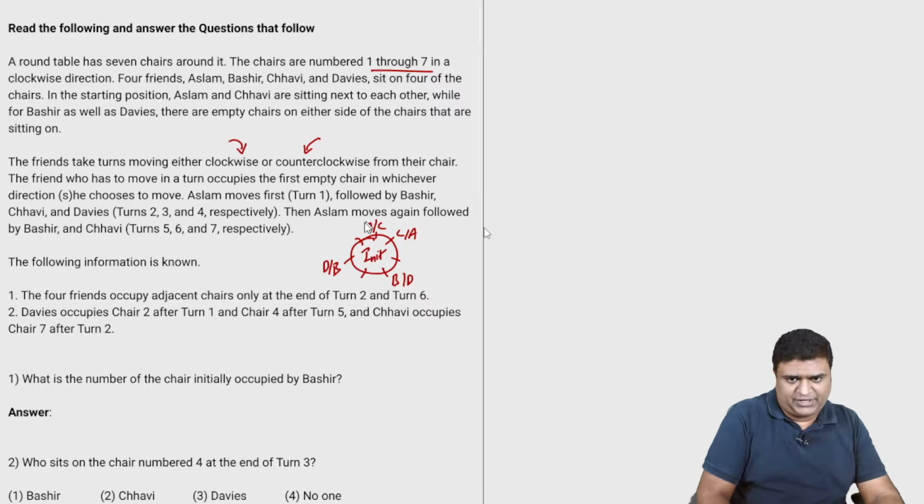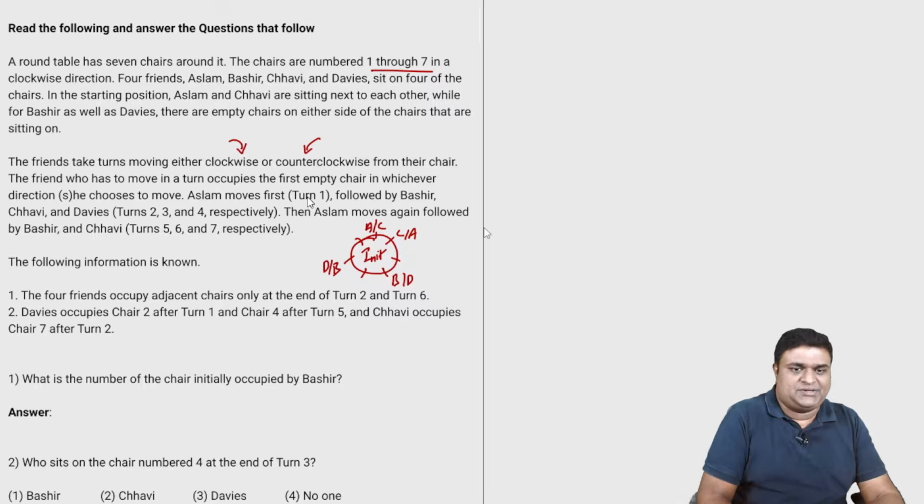Let's say A is over here and moves clockwise, then cannot sit over here because C is already seated, so has to come to this position over here. We don't know the number and all of that, just an idea. Okay, fine. How do we proceed now? We still don't know the structure. A moves first, right? So A is moving first on turn 1, followed by B, C, and D in turns 2, 3, and 4 respectively.